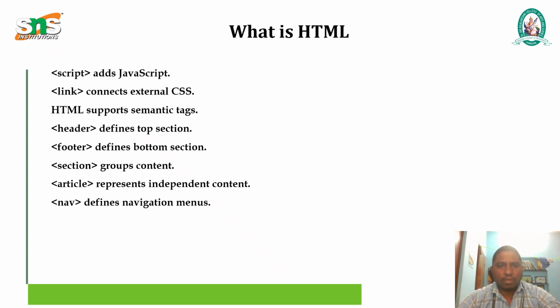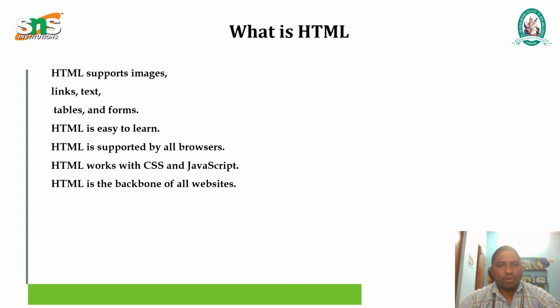Next, HTML supports semantic tags. Header defines the top section, and footer defines the bottom section. Section groups content. Article represents independent content, and nav defines the navigation menu. We use these types in an HTML page. I have added JavaScript and external CSS in the HTML, and HTML supports semantic tags, for example header, footer, section, article, and nav.